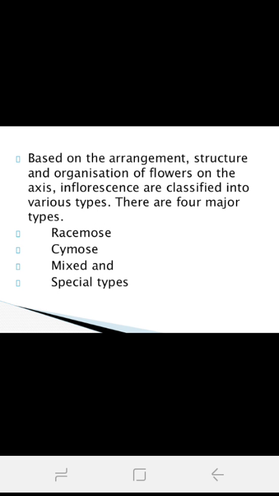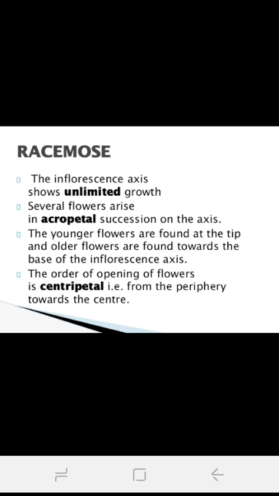Then another classification, based on the arrangement, structure and organization of flowers, you can classify the inflorescence into different types as follows: racemose, cymose, mixed and special types. First one is racemose inflorescence. So what are the typical features of a racemose inflorescence?